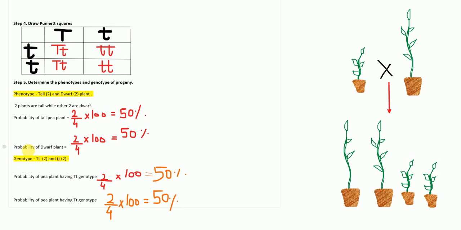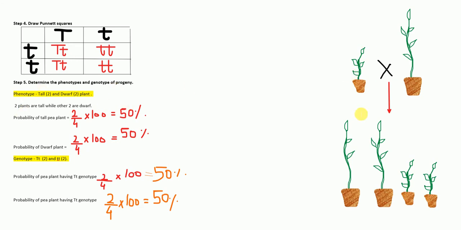Genotype is the genetic makeup of a plant. So if this plant is tall, it is having capital T and small t because it's mentioned in the question that it is homozygous dominant. And this plant, since it is dwarf, it will be having 2 copies of small t. So the genetic makeup of this plant, that is capital T, is genotype, and it is dwarf, it means its phenotype.